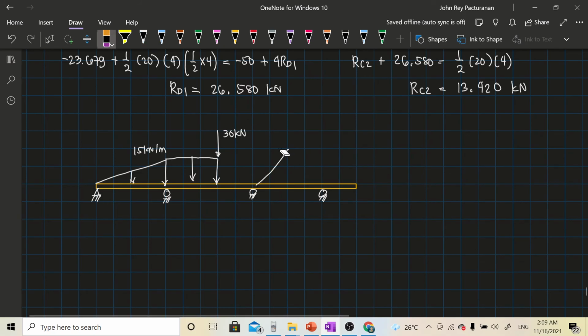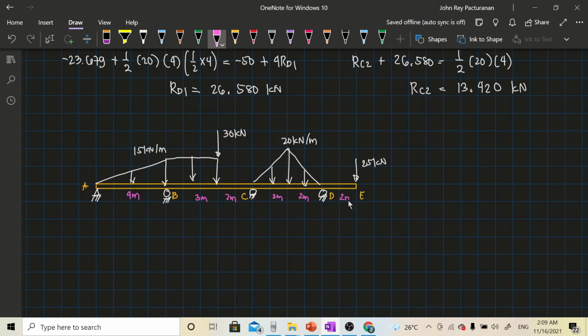Then, syempre, we have this triangle na 20 kilonewton per meter. And lastly, yung overhang na 25 kilonewton, part pa rin naman siya ng beam natin. So, this is point A, B, C, D, and E. Let's place the distance 4 meters, 3 meters, 2 meters, 2 meters, 2 meters, and 2 meters.